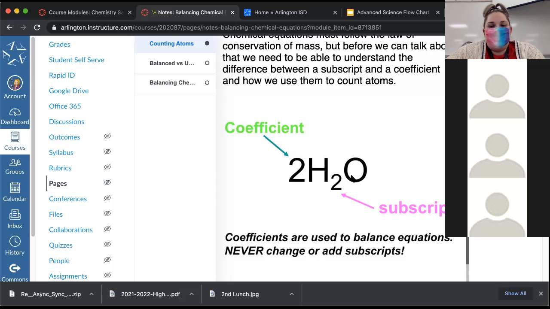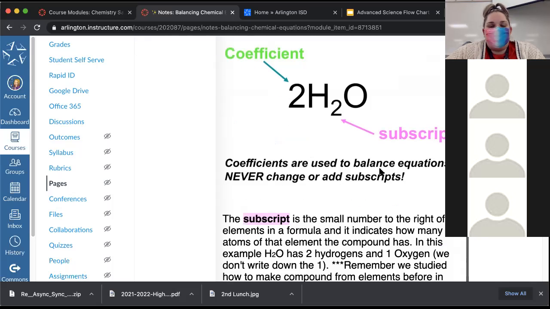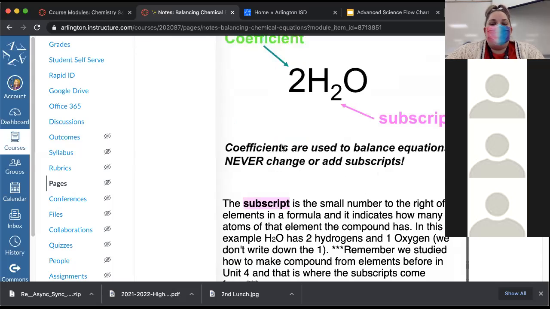And so as it says right here, and I'm going to repeat this until you guys are tired of hearing me say it, we use the coefficients to balance. You never change subscripts. You cannot add subscripts. Like I can't just put another 2 behind the oxygen if I need to balance. I can't do that. That's not water anymore. H2O is water.